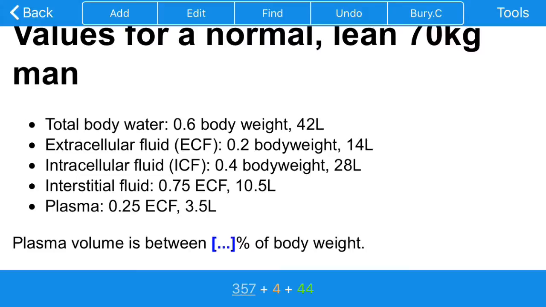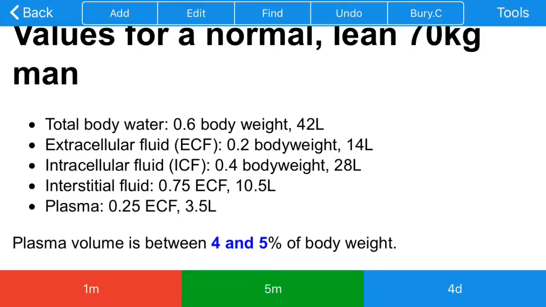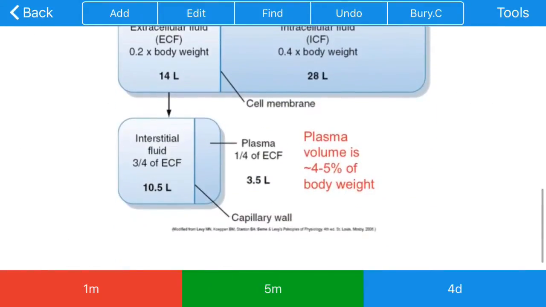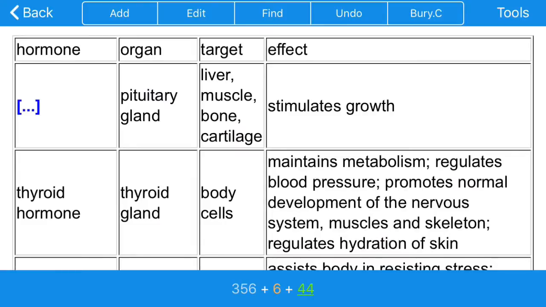and then 1/3 of that is intracellular fluid. Extracellular fluid, which is 0.2. And then of that, 1/4 is plasma. So divided by half, divided by half again, that's 0.05. It's about 5%. So 4% to 5% is about right. Yes. Success.